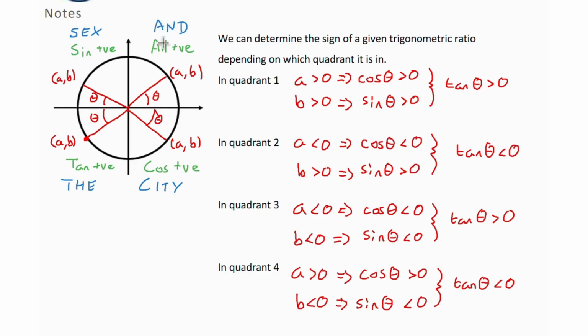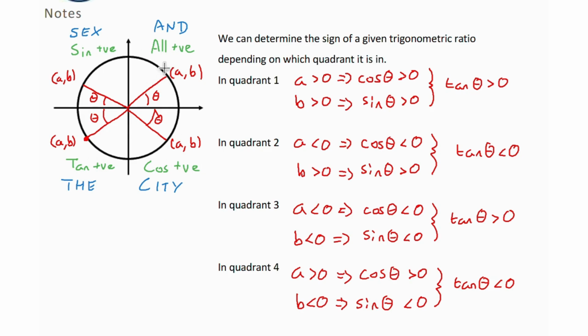This quadrant, A, all of them are positive. This quadrant, T, tan is positive. This quadrant, C, cos is positive. There are other mnemonics that people have developed for remembering this. It doesn't particularly matter as long as you remember those green bits.